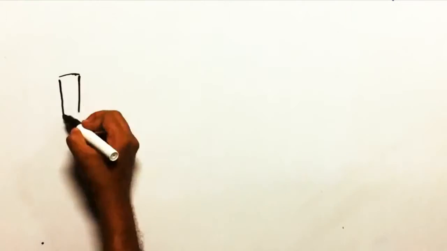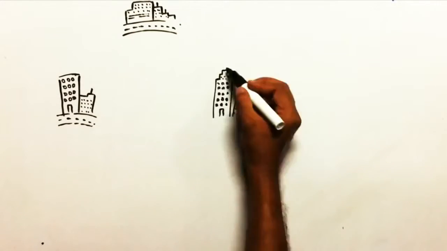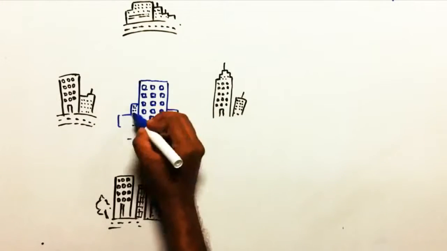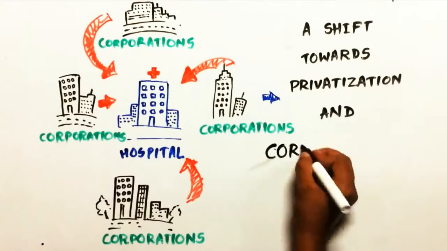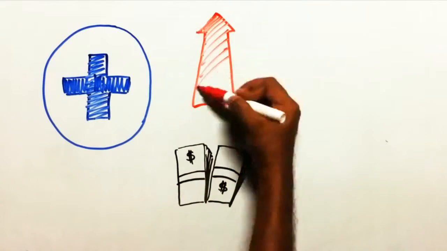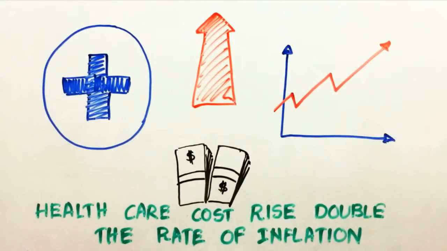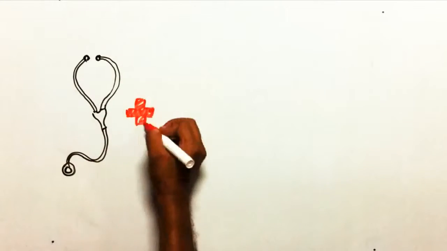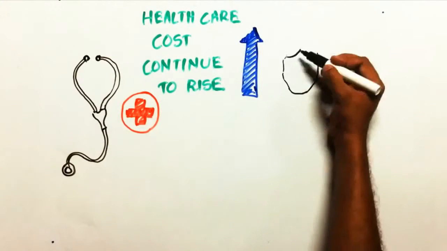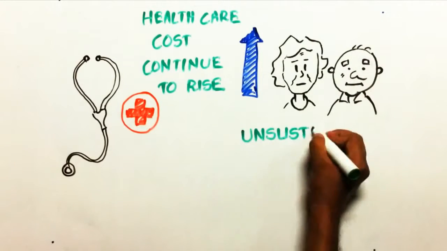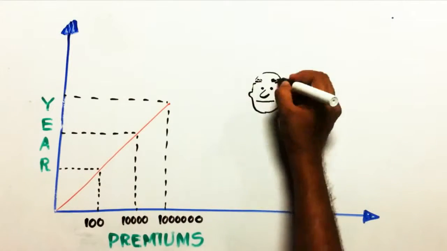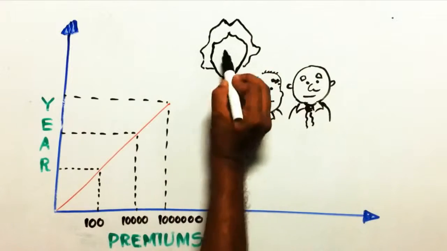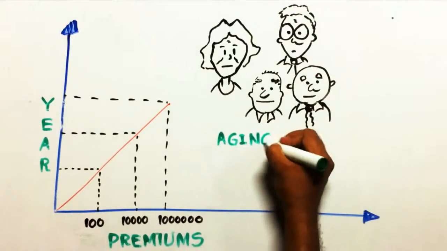In the 80s, corporations began to integrate the hospital system, previously a decentralized structure. Overall, there's a shift towards privatization and corporatization of healthcare. By the 1990s, healthcare costs rise at double the rate of inflation. In the 2000s, healthcare costs continue to rise, and Medicare is viewed by most experts as unsustainable for the coming baby boomer population. Premiums going up by double digits each year, along with the aging of the workforce, lead many to believe that health insurance through your employer can't last.